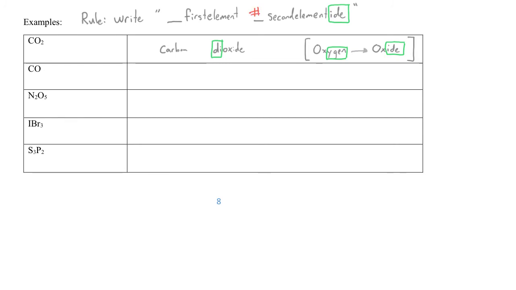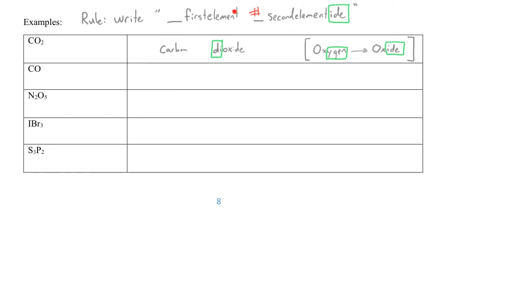So for example, with carbon dioxide, because we have 2 oxygen atoms, we put the Latin prefix for 2 in front of that name. So it's dioxide. Let's take a look at another example. Here I have a single carbon atom and a single oxygen atom. So how do we apply this rule in this case?